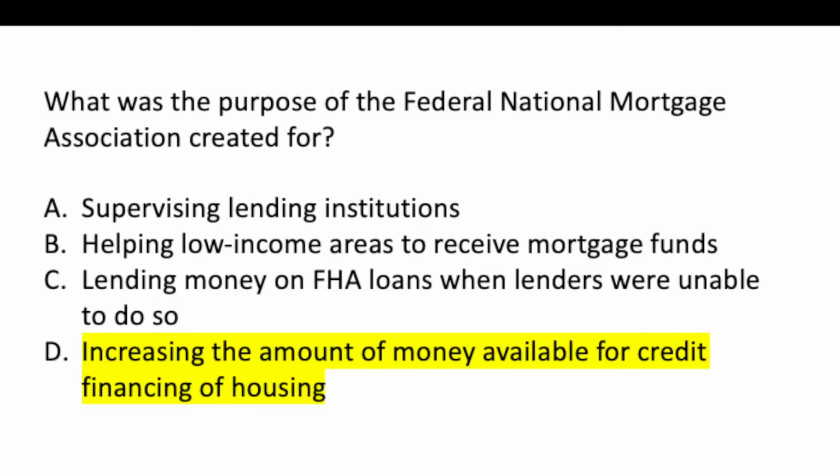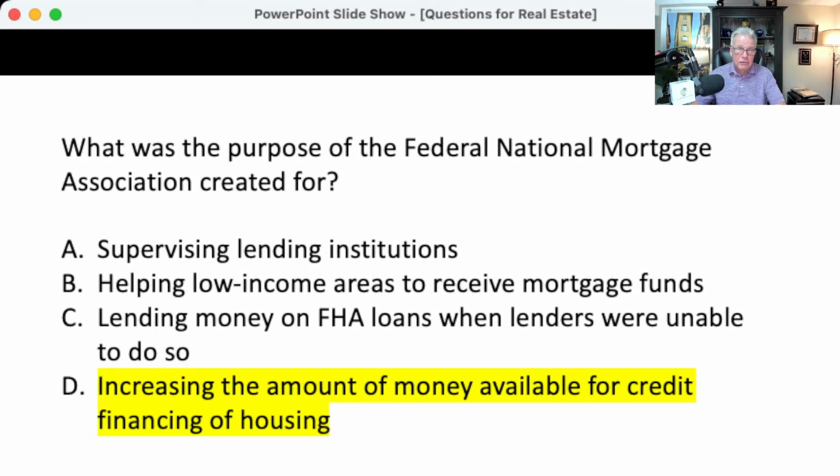So it makes sense when you read this now that the whole purpose of the Federal National Mortgage Association, or Fannie Mae, was created for increasing the amount of money available for credit for financing. So it helps keep the money circulating so that lender can sell the paper, get more money from Fannie Mae, and continue to make more loans in your community.